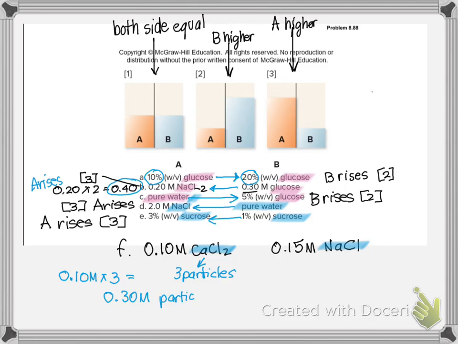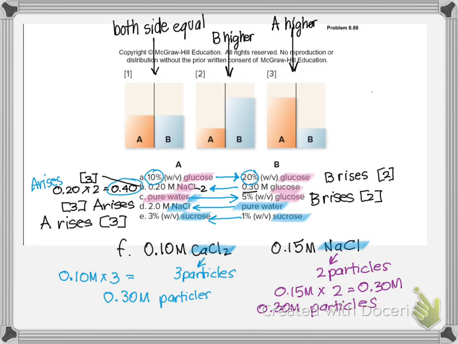And then on the other side is sodium chloride, and it has two particles. It has a sodium ion and a chloride ion. Again, it's metals and nonmetals. We know ionic compounds dissociate, so when you dissolve it in water, you're going to have ions. So I take the concentration of the solution and multiply it by the number of particles, and I get 0.3. So then I have 0.30 molar particles. Notice even though these two substances are different substances, when I calculate their particles, they have the same concentration.